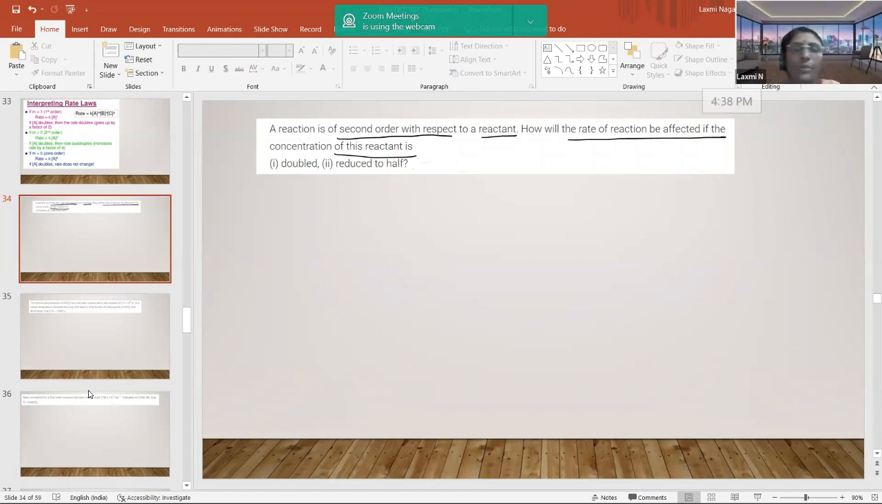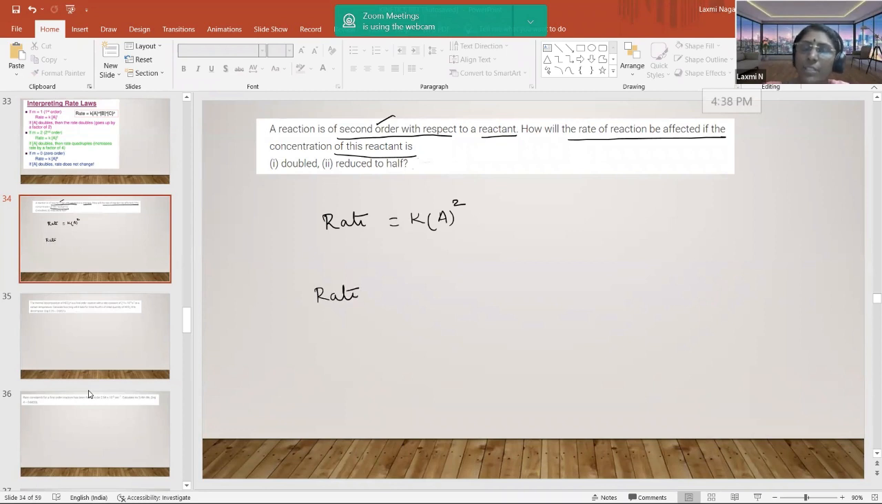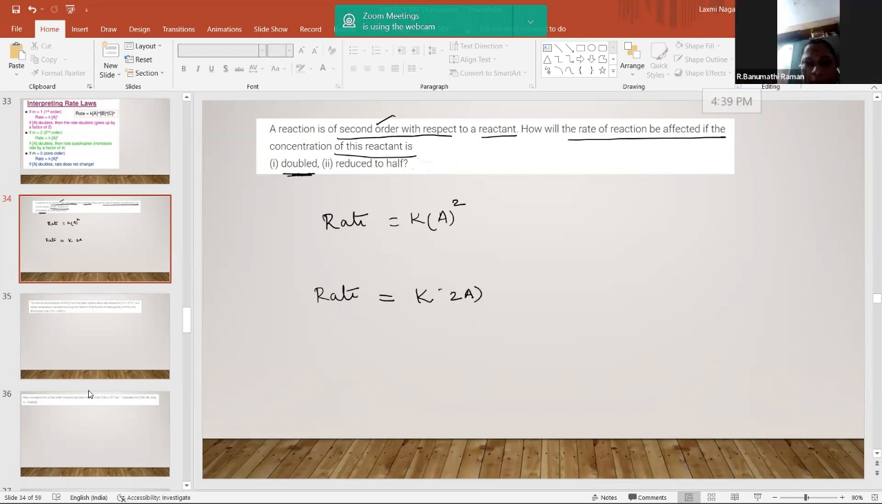So what we normally do is, rate is equal to, let us say, K into the reactant to the power 2. This is the original. So what is the new rate? The rate now will be K into the concentration of the reactant doubled, so 2A to the power 2. If you write like this, it will be very clear. Yes, ma'am. It becomes 4 times K into A to the power 2.